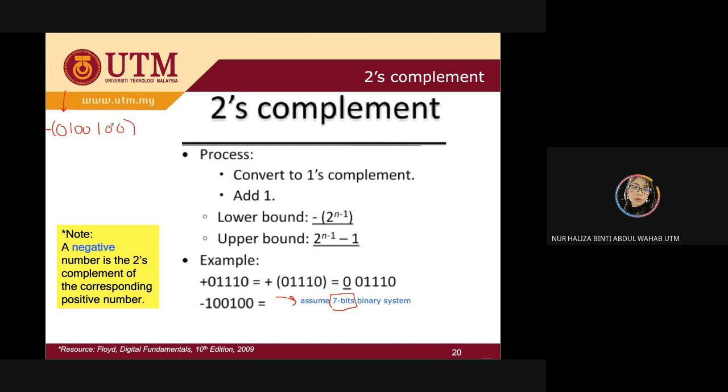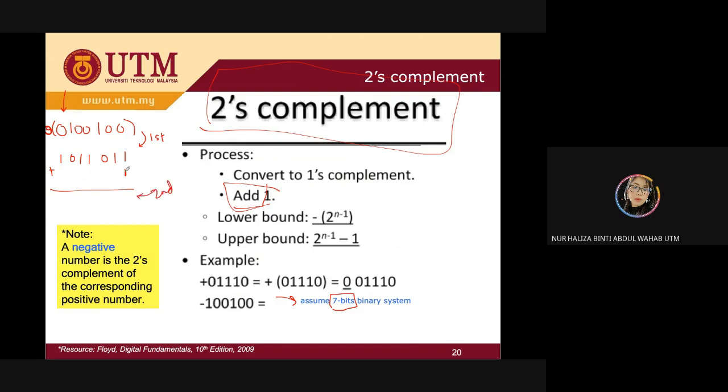Negative, we change it to the first complement because it is a negative number. Using first complement, we're going to change it to be 1010. This is my first complement. Then we apply second complement, just add 1. Just add 1, you get your answer as the second complement.